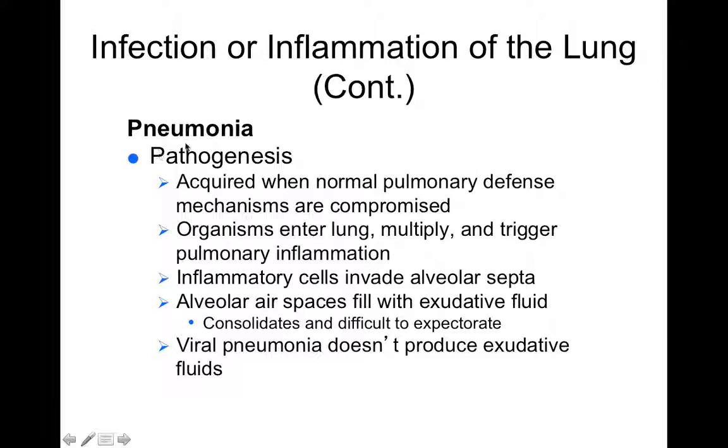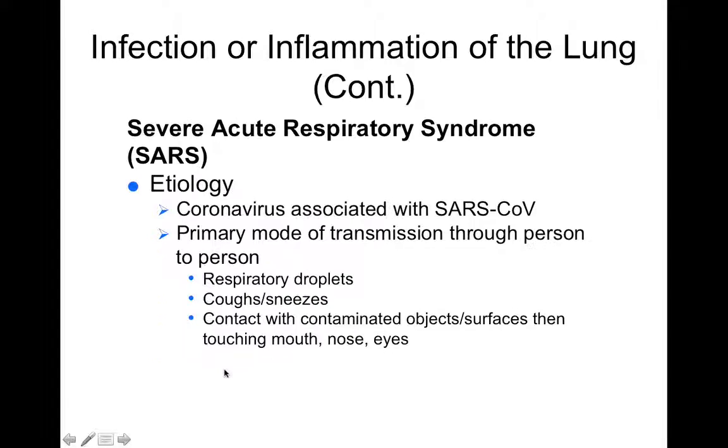But the pathogenesis of pneumonia, you guys, it's acquired when normal pulmonary defense mechanisms are compromised. Organisms enter the lung, multiply, and trigger pulmonary inflammation. These inflammatory cells will invade the alveolar septa. These alveolar spaces fill with exudative fluid, and it makes it more difficult to cough out. Now, viral pneumonia doesn't produce exudative fluid, though.